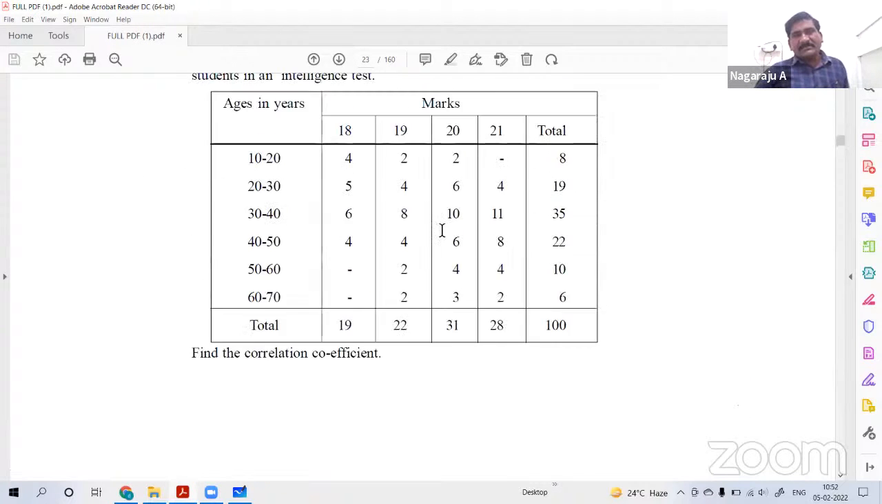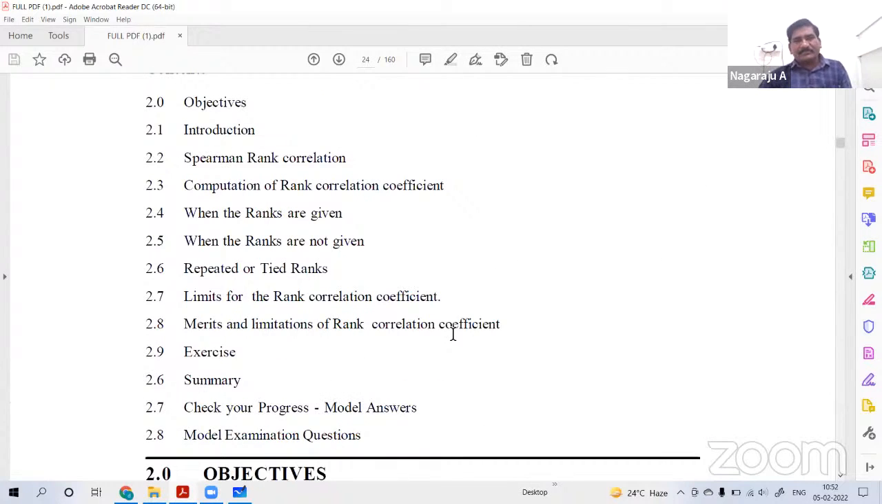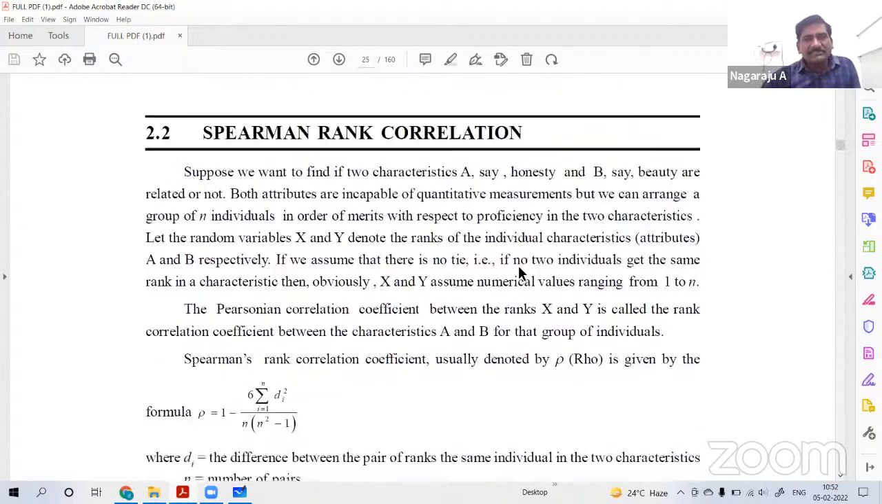Next, the coefficient of correlation is completed. Now I'm going for rank correlation. Spearman identified one more formula, which is called the rank correlation. The rank correlation is used with this kind of formula.